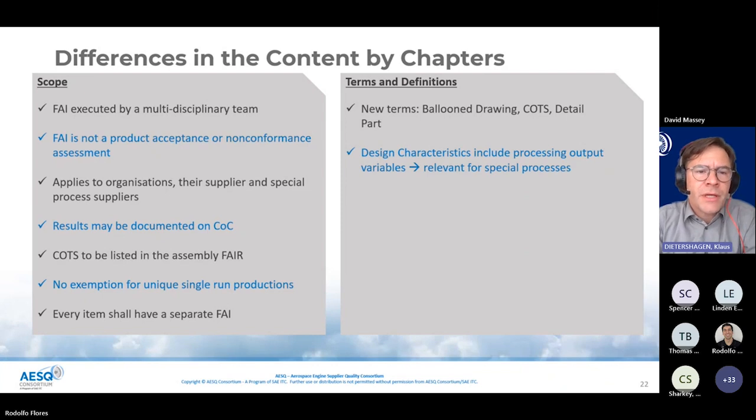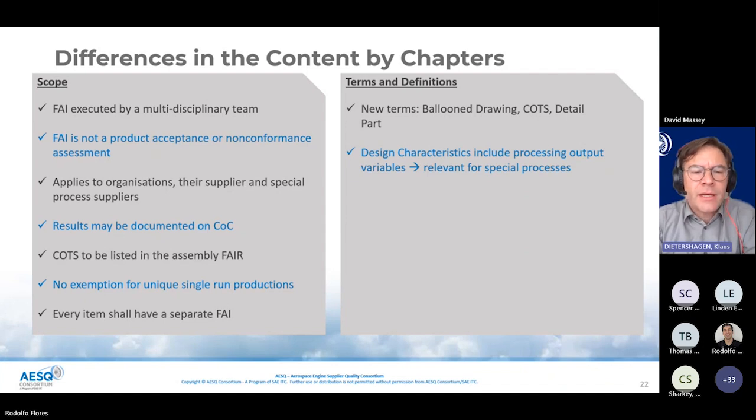Then we also have the scope now regarding the assembly, but we will see later how the COTS are involved in that in particular. And then, also in the scope, there is one exception, which is gone. Before, we had unique single run productions as an exception. Now we would also need to make a first article inspection, for example, for spare parts or however. So these unique single run productions.